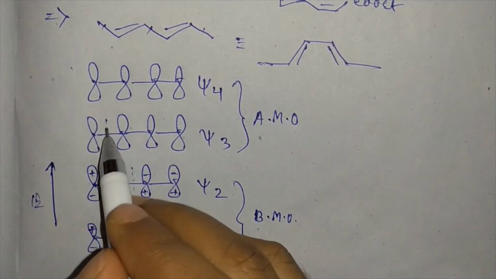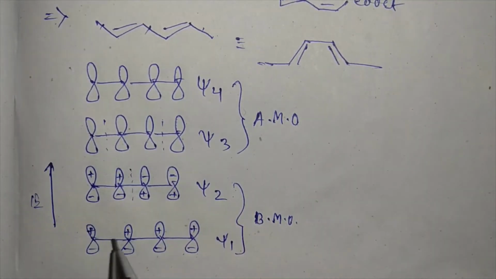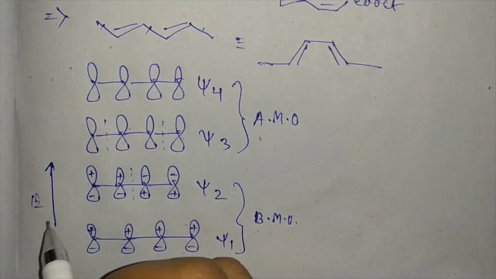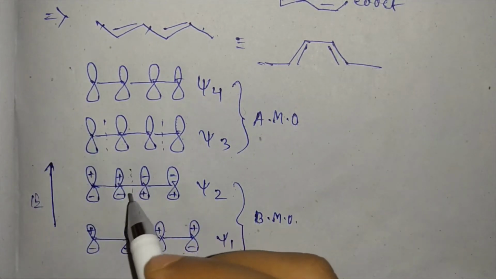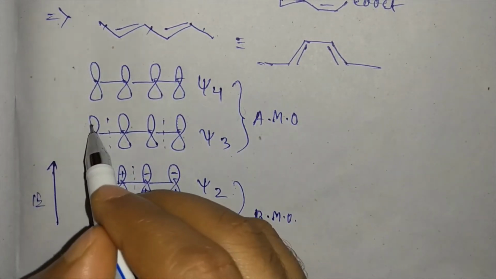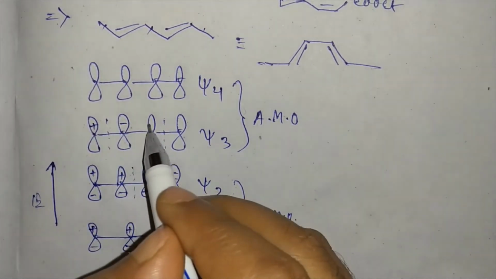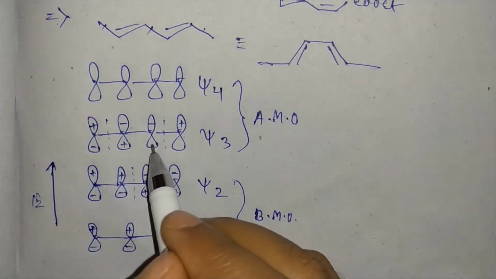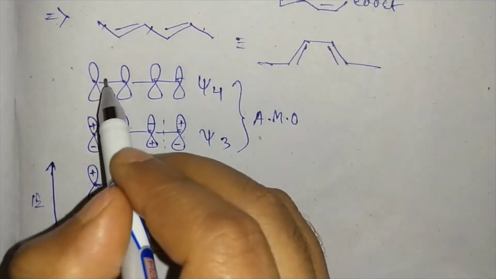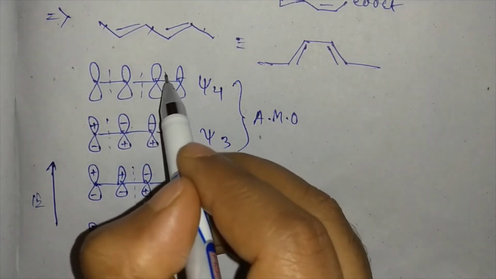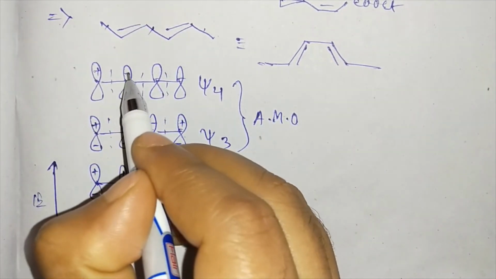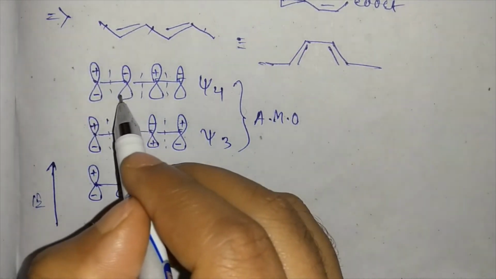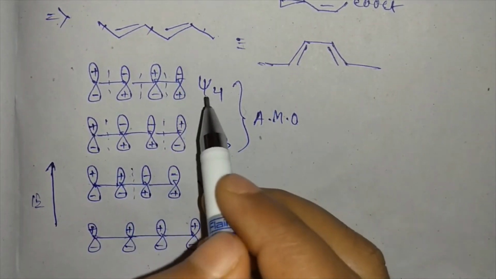Here two nodal planes will be there. We know that the higher the nodal planes, the higher is the energy. As the energy increases in this way, the nodal plane number will increase. Plus minus minus plus minus plus plus minus. It will have 3 nodal planes. Plus minus plus minus minus plus minus plus.